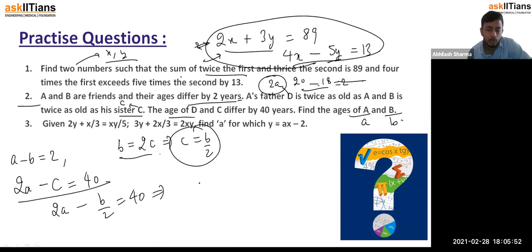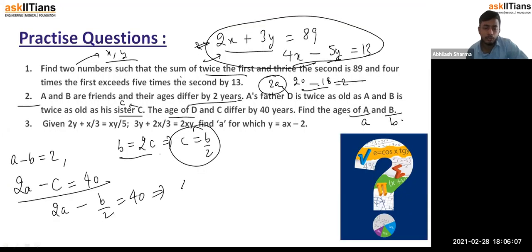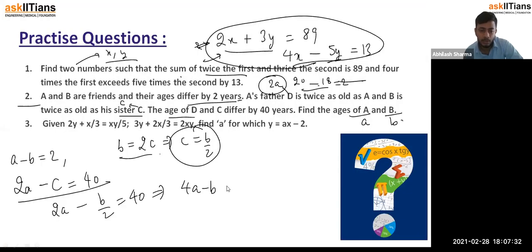Multiply both sides by 2, we are getting 4A minus B is equal to 80. Why is that? Because of course, if I multiply both sides by 2, this will become 80. This will become 4A minus B. Okay, that's why. Now from this equation, I can say A is equal to B plus 2.